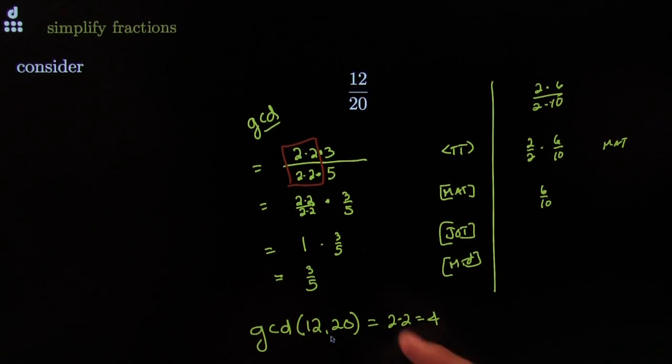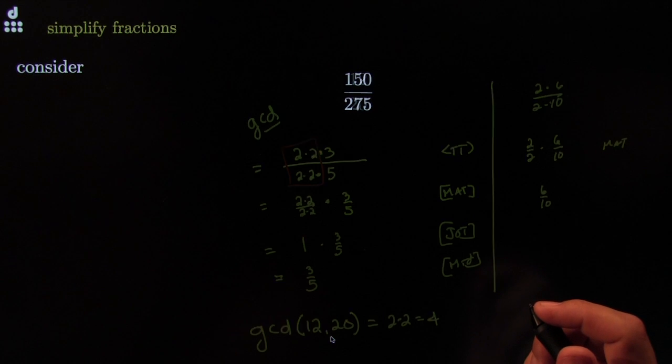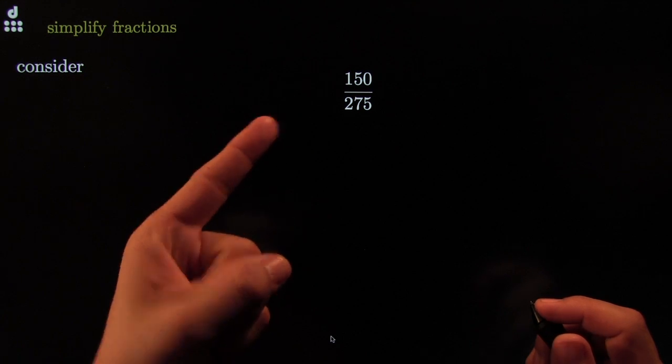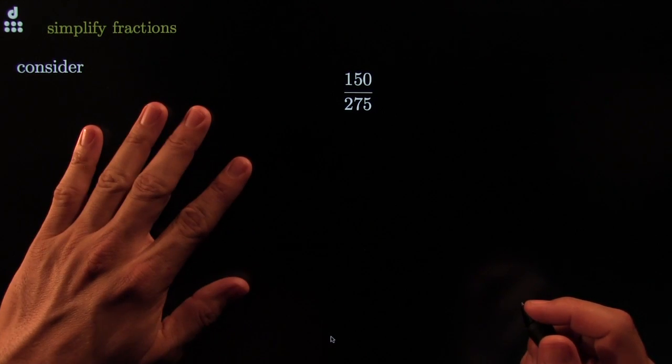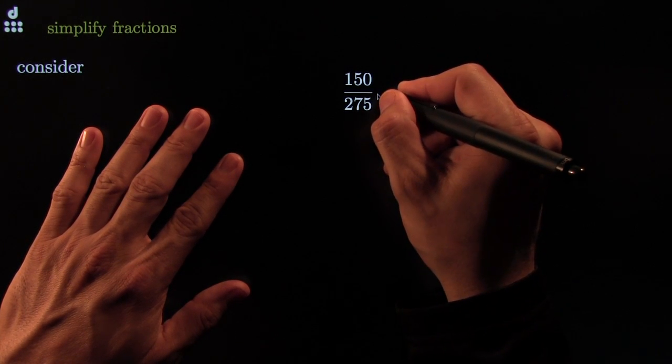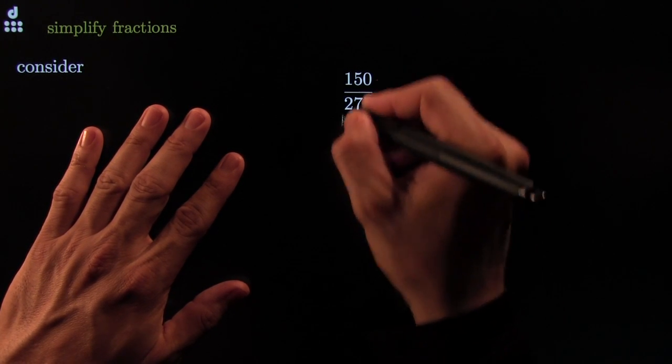Okay, let's do that. That was so fun. Let's do it again. How about we do 150 over 275? We're going to do a couple things. We're going to simplify it. We're going to see what the greatest common divisor is, and we're going to simplify elegantly. Life is too short to simplify unelegantly.